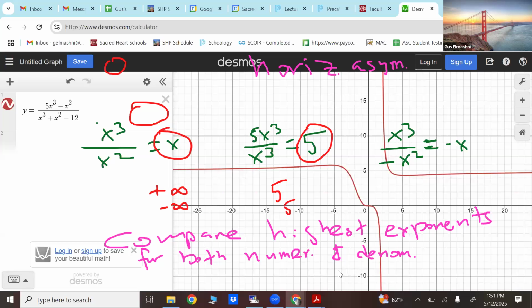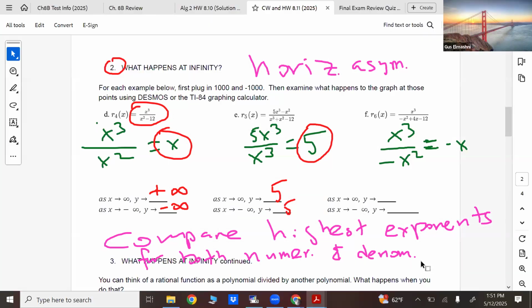When x is negative, what's y doing? It's staying flat. This graph is flattening out towards 5. Look how it's going. It's getting closer to 5. That one's just going up towards 5. So if you think about it, look at what's the highest exponent.